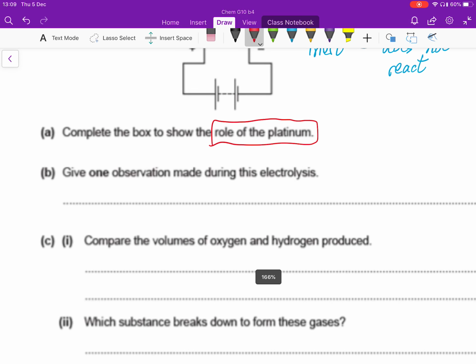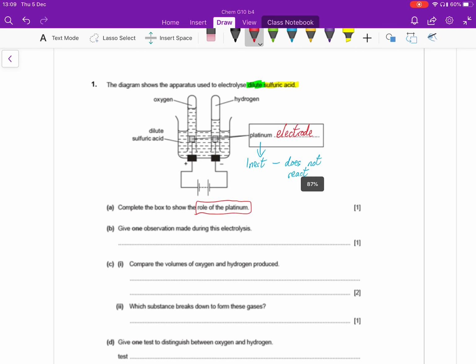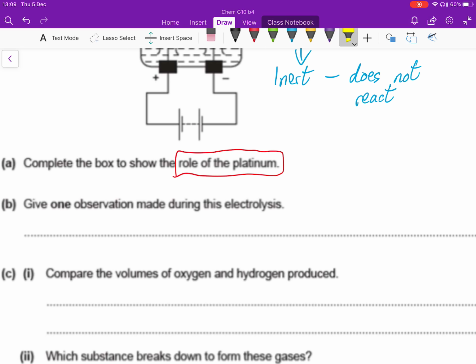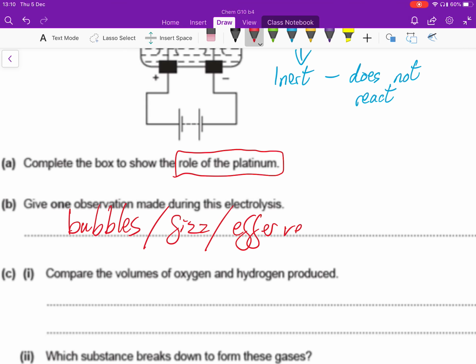The next question, give one observation made during this electrolysis. Well, if you look at the diagram, you can see that oxygen and hydrogen are formed. So therefore, we've got two gases. And if a gas is formed, we're going to form bubbles. You could have also put fizz, or you could have put effervescence.